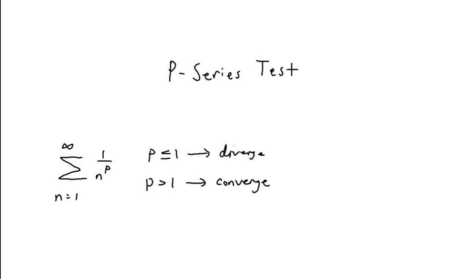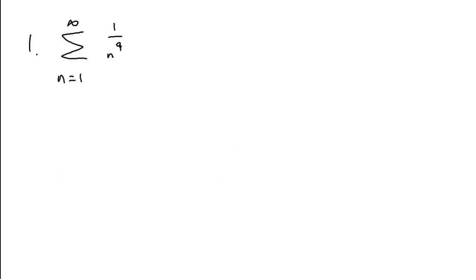So since this is a pretty simple test, we'll just be going over a couple of quick problems. So for number 1, we have the series from 1 to infinity of 1 over n to the 9th. Obviously our p value, or the exponent value in the denominator, is 9, and 9 is greater than 1, which means that the series will converge by the p-test.